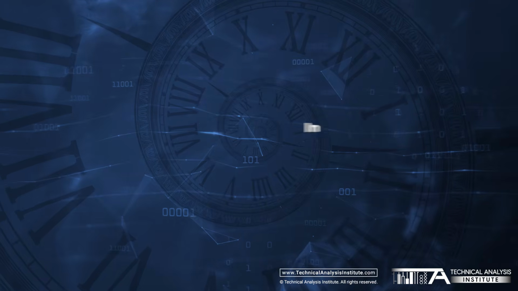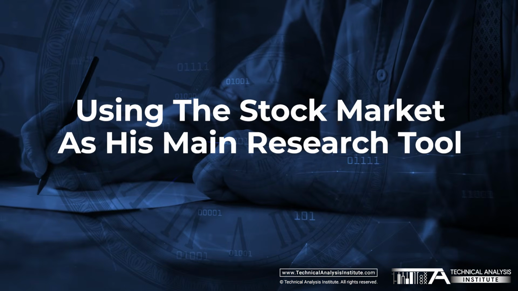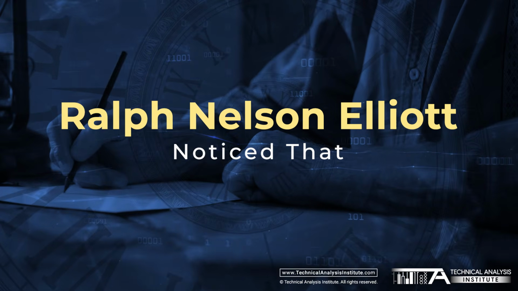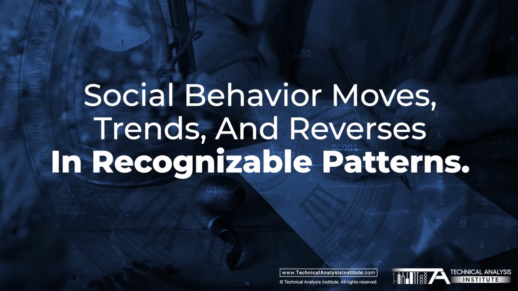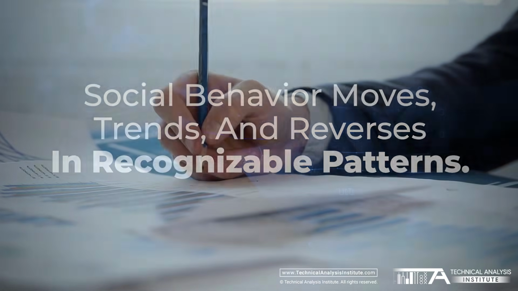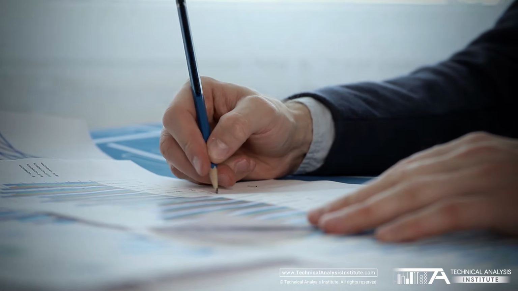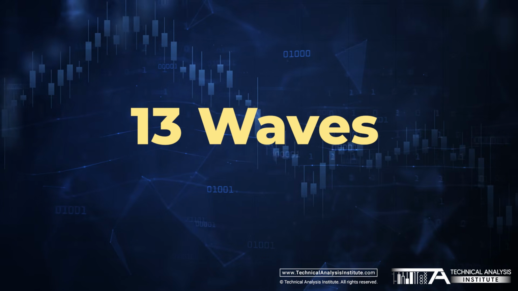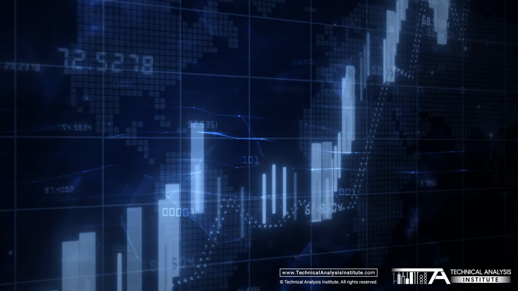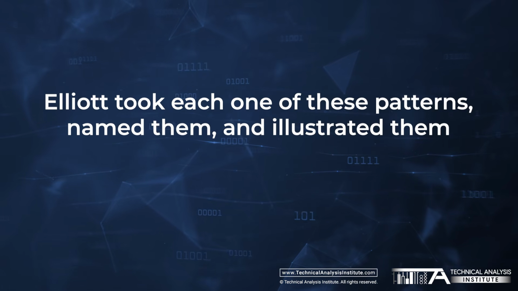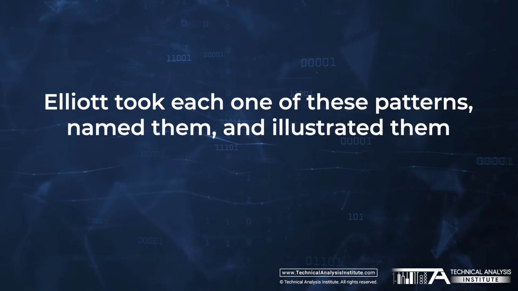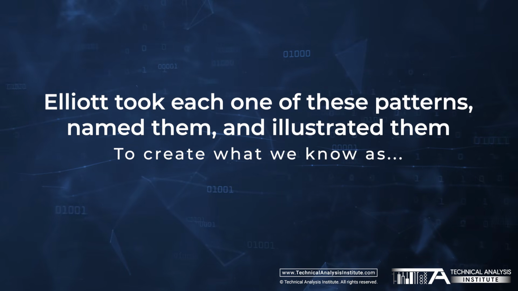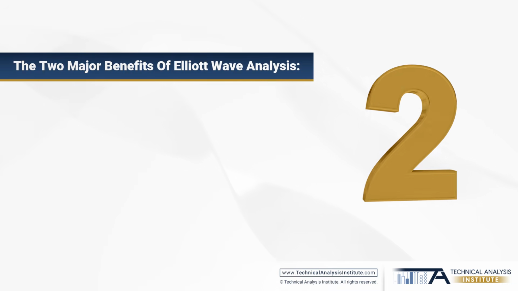Let's get to it. In the 1930s, using the stock market as his main research tool, R.N. Elliott noticed that social behavior moves, trends, and reverses in recognizable patterns. He carefully observed the stock market trends and was able to isolate 13 patterns that we call waves. These waves happen over and over again in the price data. So Elliott took each one of these patterns, named them and illustrated them to create what we know today as the Elliott wave principle.